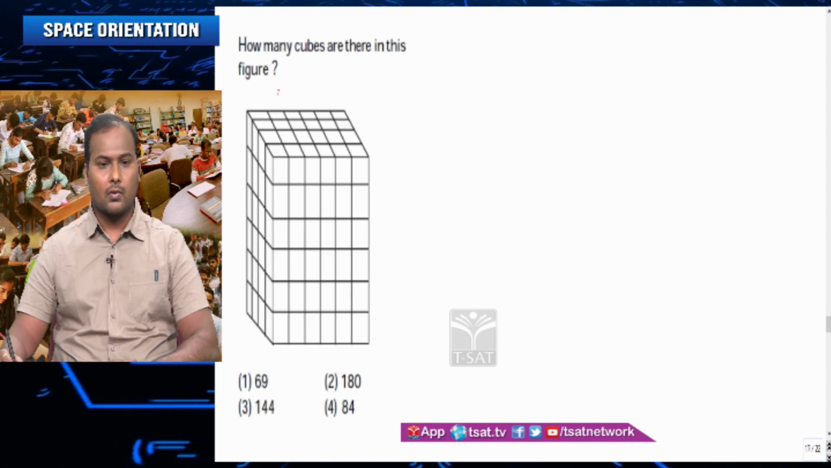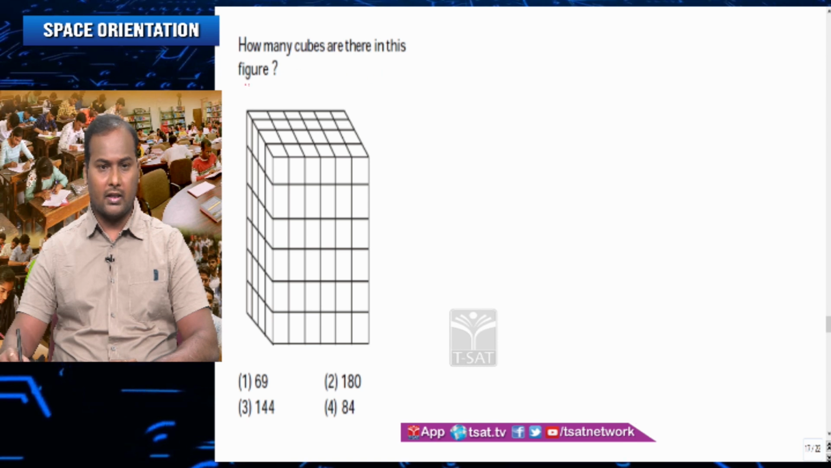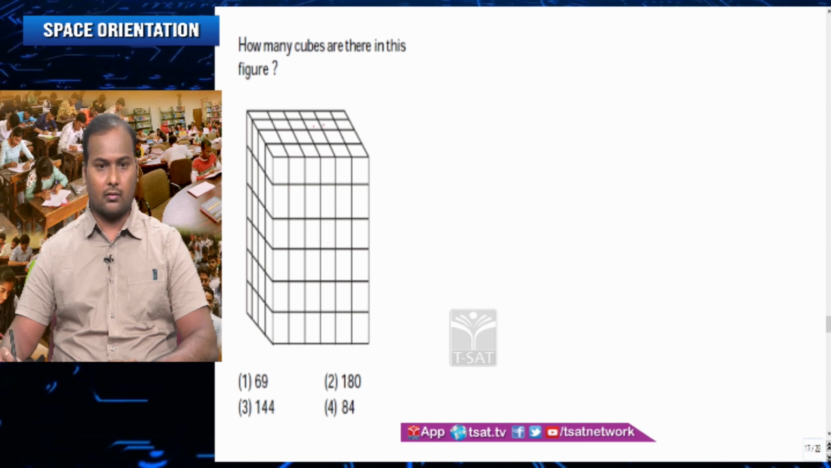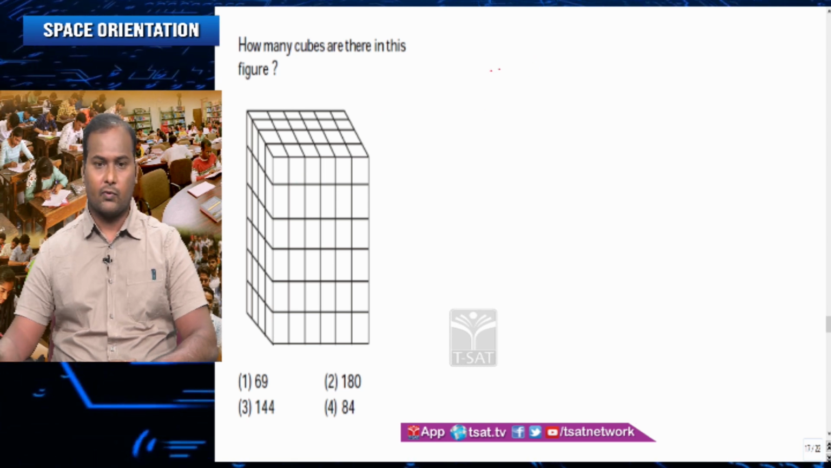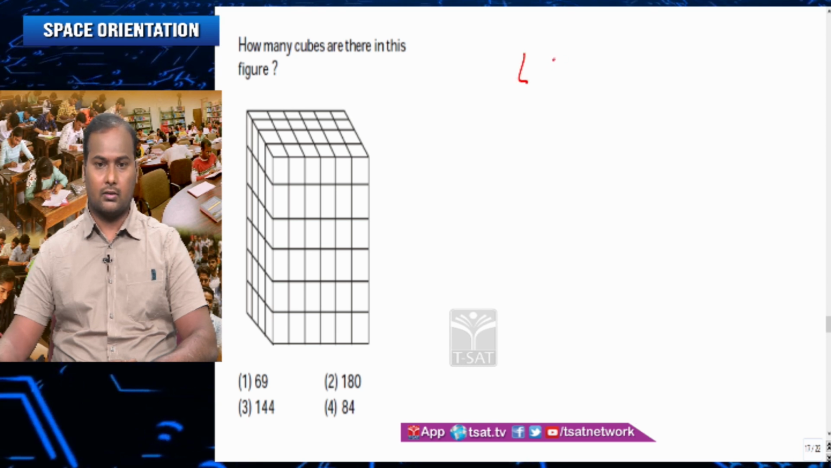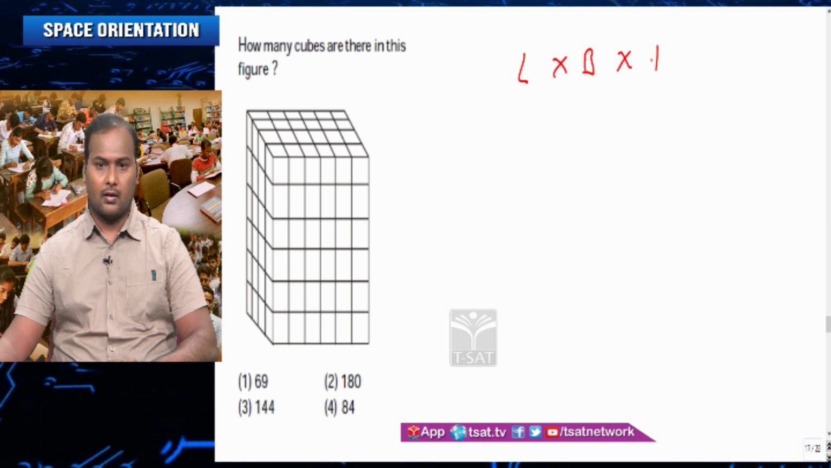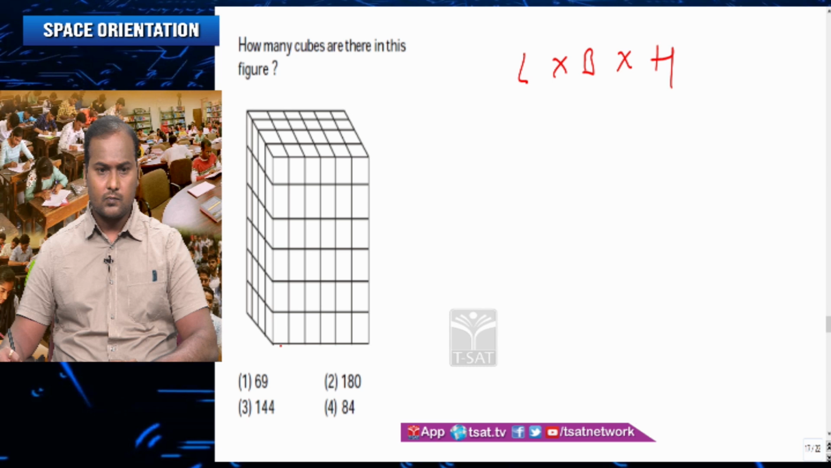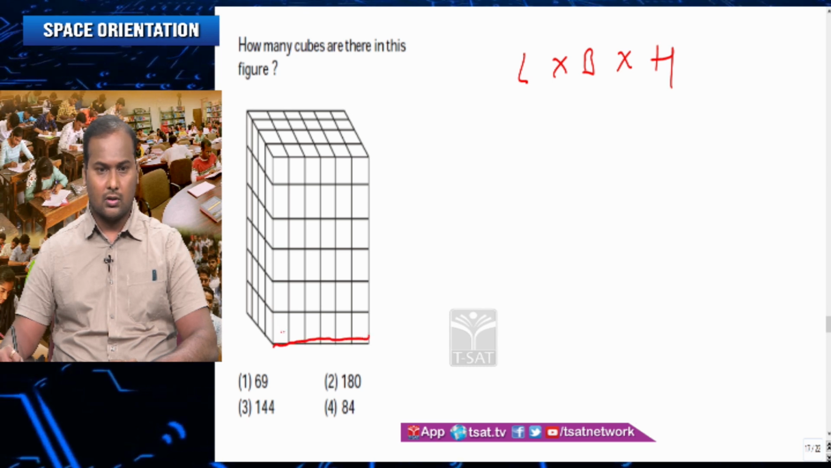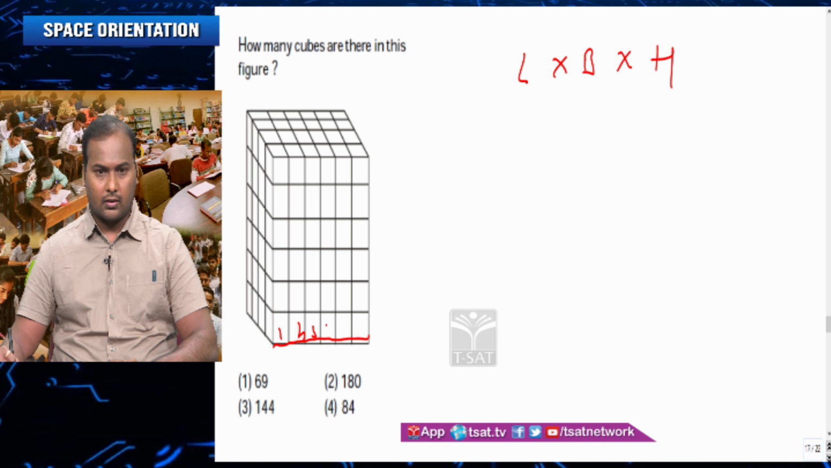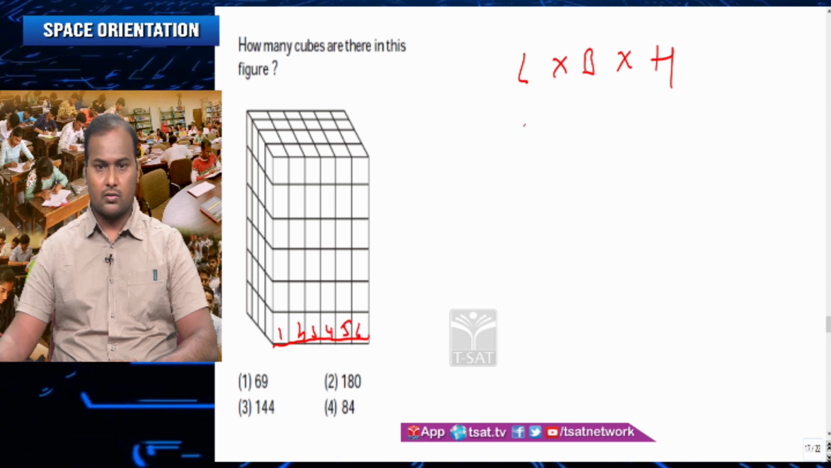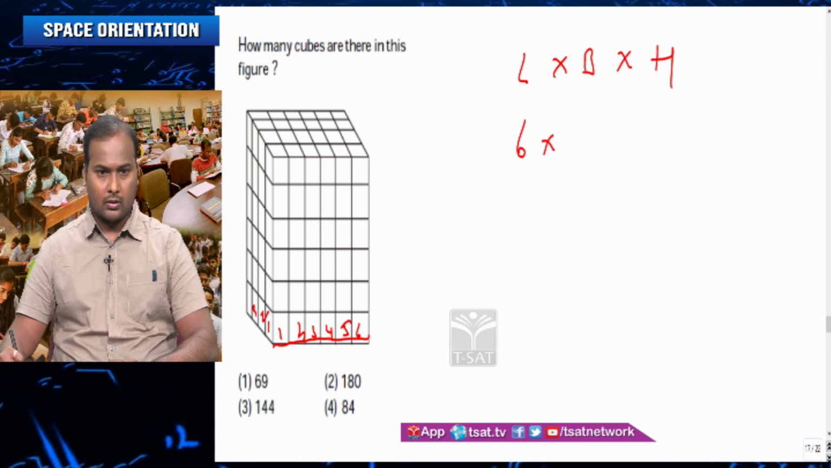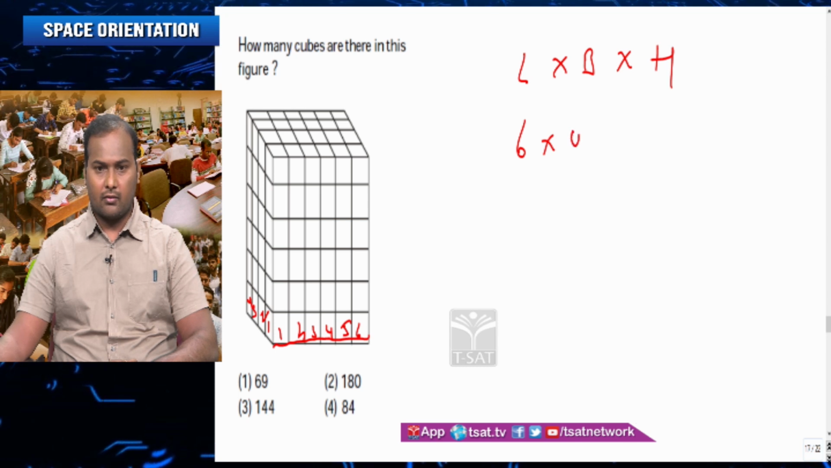Next question. See here. How many cubes are there in this figure? He is asking how many cubes are there in this particular figure. So we need to take this as a cube, which is a 3-dimensional figure. Whenever we have a 3-dimensional figure, length, breadth and height. So first we calculate how many length, how many breadth and how many height. So imagine this is the length. So here 1, 2, 3, 4, 5, 6. So 6 multiplied by breadth 1, 2, 3, 4. So you multiply by 4.